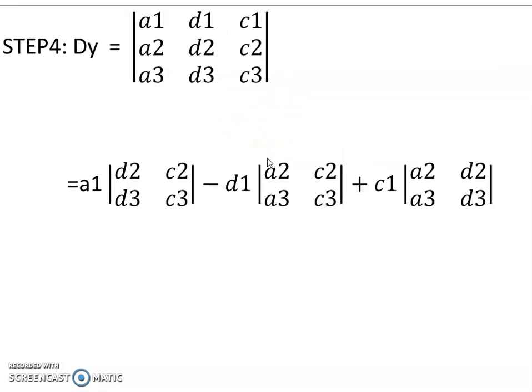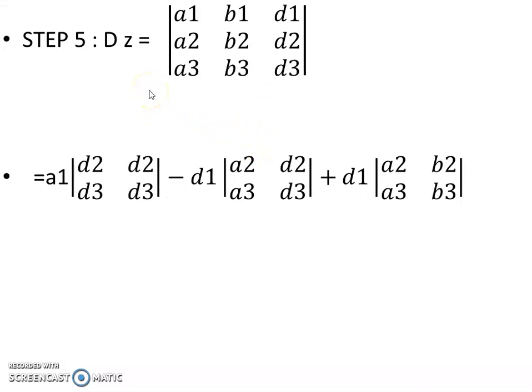Same trick follows for dy. To find y, instead of b1, b2, b3, we have to put d1, d2, d3. The remaining columns stay the same, a1, a2, a3, c1, c2, c3. So we apply the same procedure. a1 is here, d1 is here, and c1 is here. What is the remaining term? If we skip the first row and first column, then d2, c2, d3, c3. Skipping row number 1 and column number 2, then a2 c2, a3 c3, and for the first row and last column, a2 d2, a3 d3.